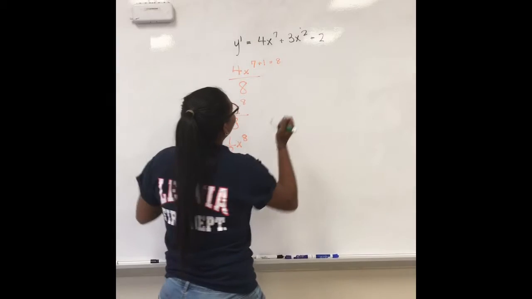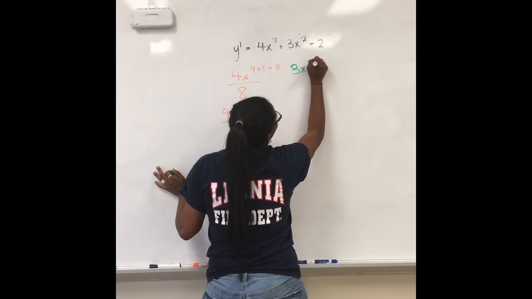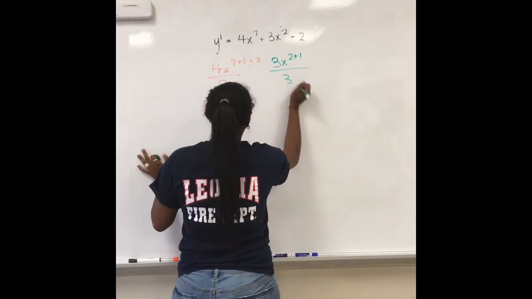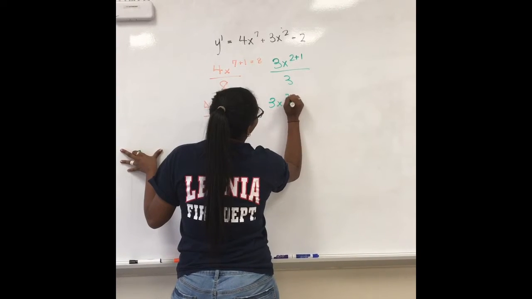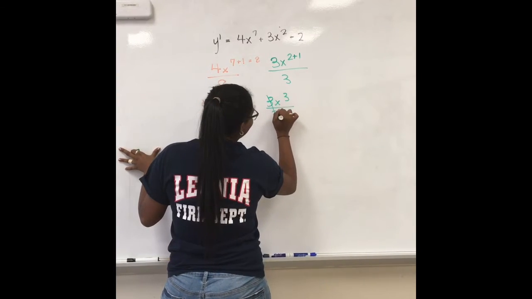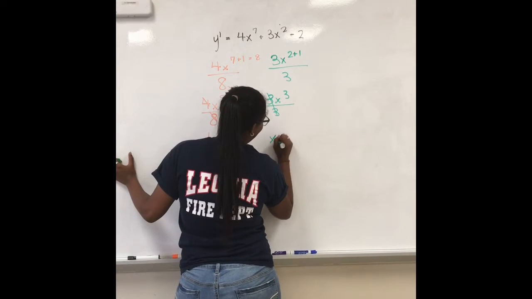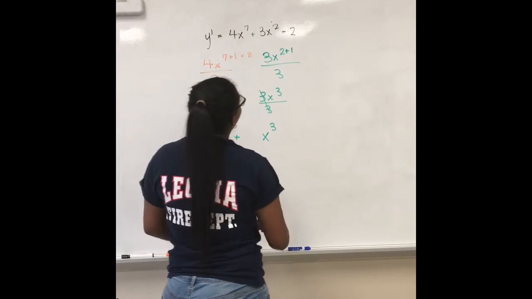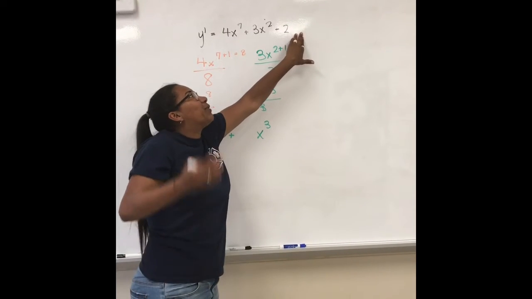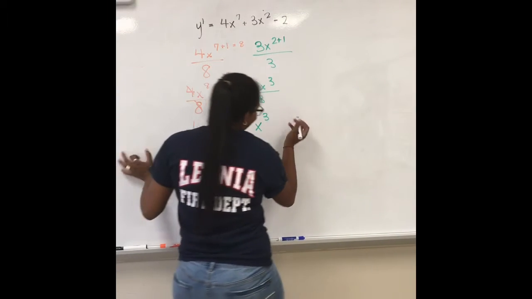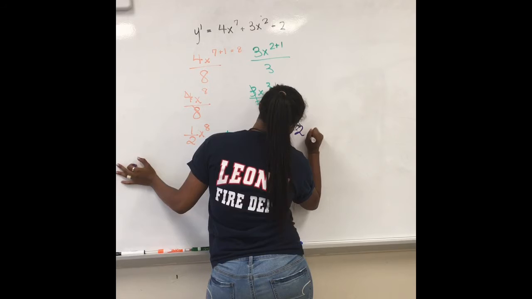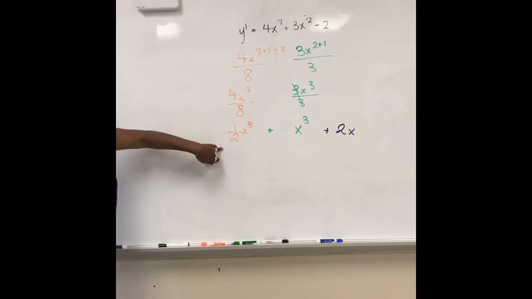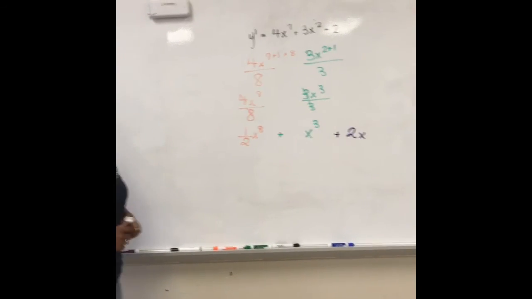For 3x squared, we repeat the same process. So we add 1 and divide by 3, which gives us 3x cubed divided by 3. Our 3's cancel out, and that gives us x cubed. And again, we bring down our sign. For the last one, it's just a 2, and because we're reversing it, we will be adding the variable x to the equation, which gives us 1/2 x to the 8th power plus x cubed plus 2x is our antiderivative.